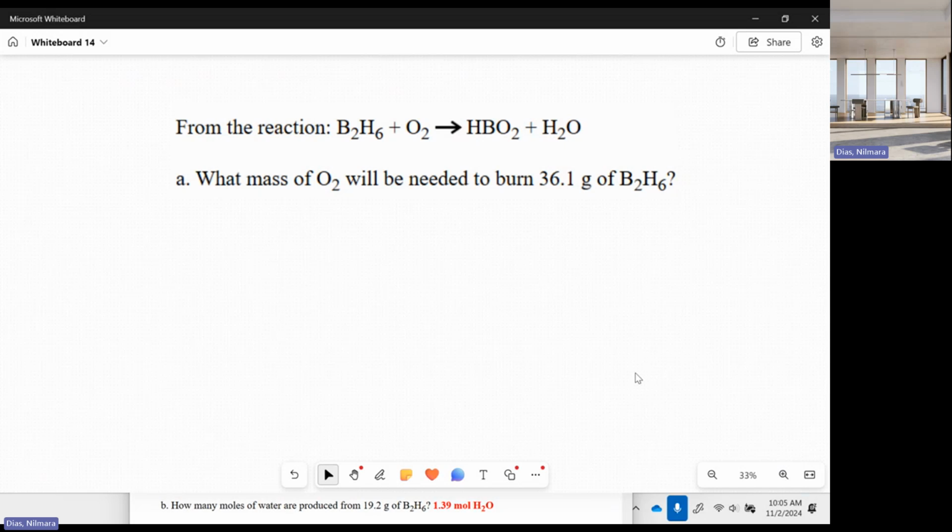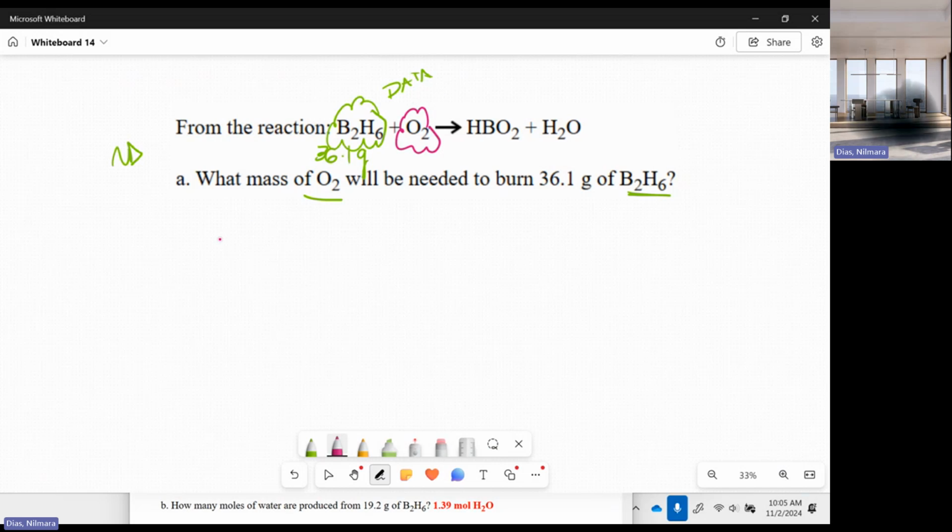So let's start. This problem here is asking you the mass of oxygen needed to burn 36.1 grams of B2H6. So here is the given data, right? We have 36.1 grams, and it asks us to calculate the mass of oxygen. First thing you need to remember, look at the reaction, and if it's not balanced, you're gonna balance the reaction.